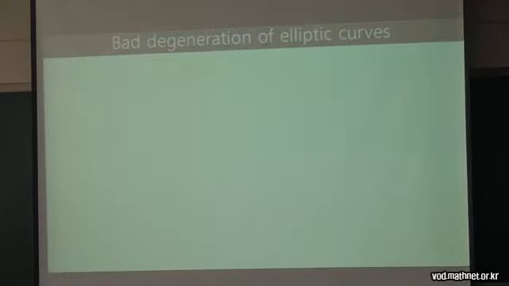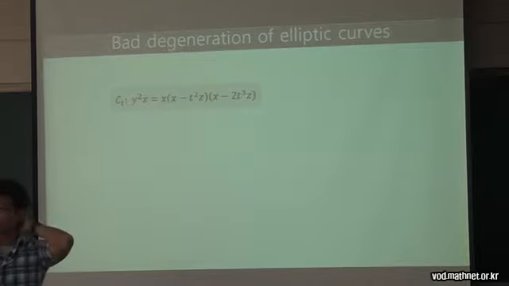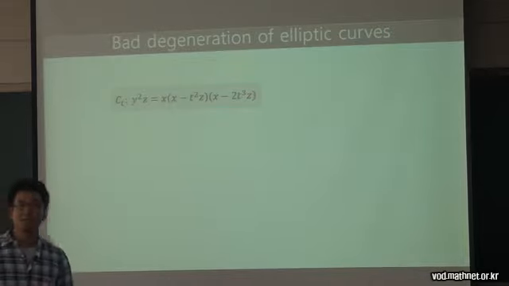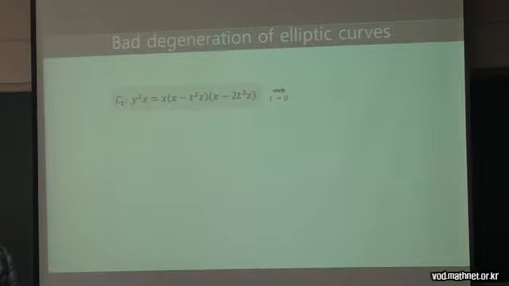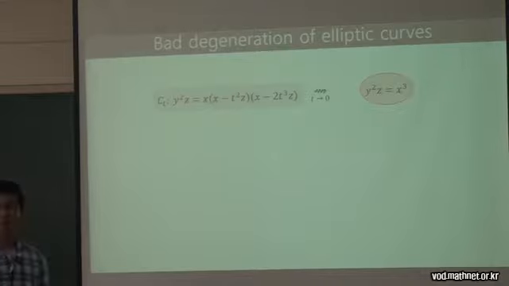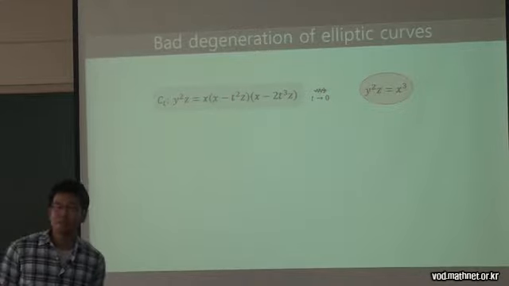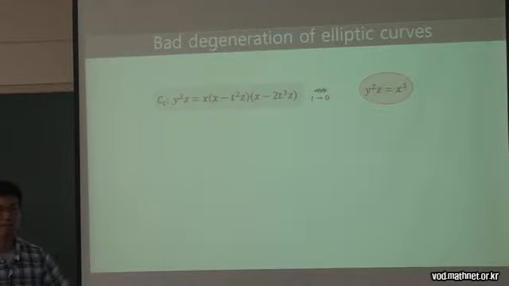So here, a bad degeneration of elliptic curves. I'm going to take that cubic equation. It depends on one parameter called t. And if you let t go to 0, then what you're going to get is y squared equals x cubed. And you've seen the picture of that curve. It's the cuspidal curve.